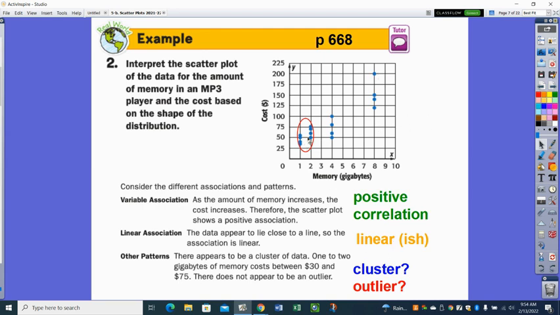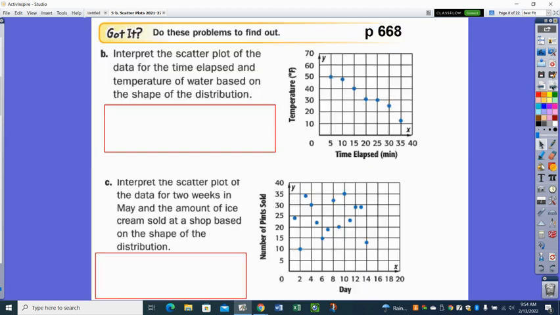Is there a cluster? You'll see an oval around that cluster that seems to be in the 1 to 2 gigabytes. There seems to be a cluster of price. And the book just says it doesn't appear to be an outlier, but I'm kind of questioning that. If you said, you know what, I think that's an outlier, I would go with it, because I just don't know what's going to happen next. So I'm kind of going, maybe that could be an outlier. I would accept either way there.